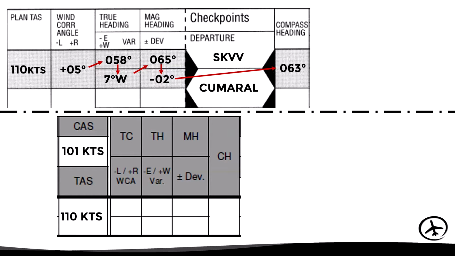Here we include again the previous true course of 053, and we proceed exactly in the same way as with the ASA template. We put the wind correction angle of +5 degrees to obtain the true heading of 058, then we include the magnetic variation of 7 degrees west to obtain a magnetic heading of 065, and finally we include the compass deviation of -2 degrees to obtain the compass heading of 063.